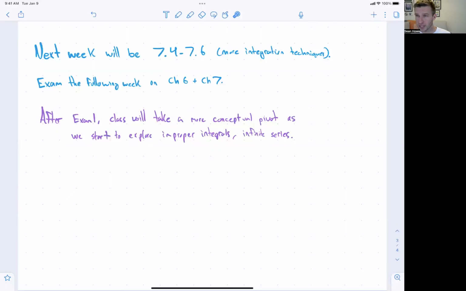The stuff we'll do in the rest of this class is more about understanding some bigger ideas, some interesting concepts relating to adding together infinite sums, trying to add together infinite quantities, or taking integrals where the endpoints go off to infinity, and trying to understand what that means. So that's the theory of improper integrals and infinite series, and that's what we'll start after exam 1.